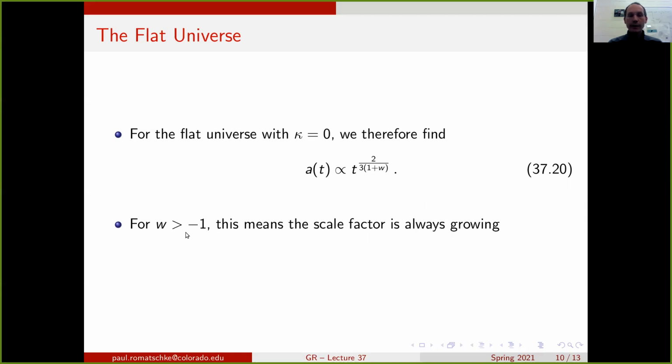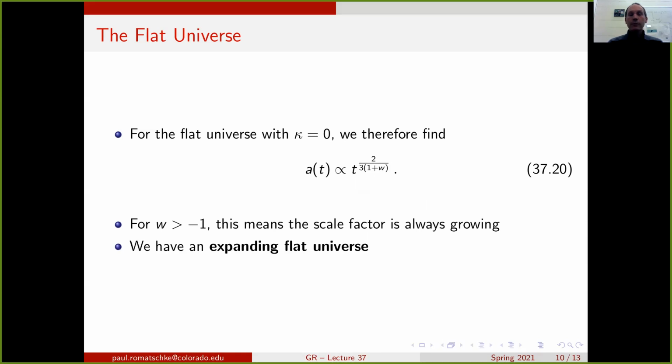Actually, we can tighten the bound on w here, because a flat universe implies that essentially the cosmological constant is 0. So we only have ordinary forms of matter, none of which have negative w. All of them have positive w. So we can actually say that the power here has to be bigger than 2/3.